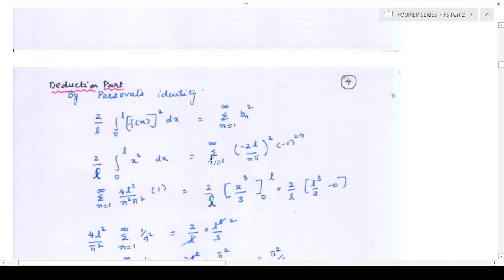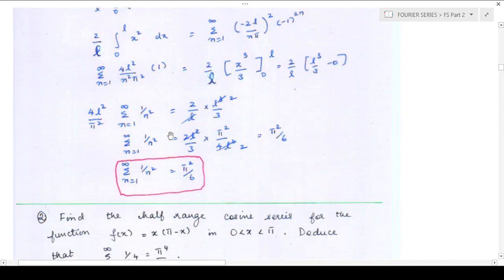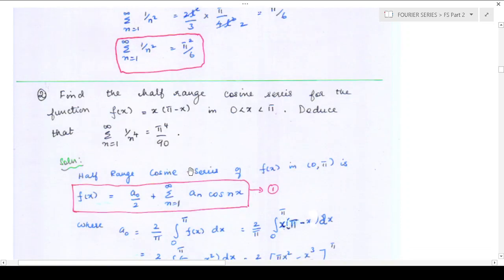So you are taking the summation to the left hand side, right? Other than 1 by n square, take all the constants outside. Here, this integral you are going to integrate on the right side, x cubed by 3, apply the limit. Then, other than this summation 1 by n square, take all the terms to the right side. You will be getting pi square by 6, children.